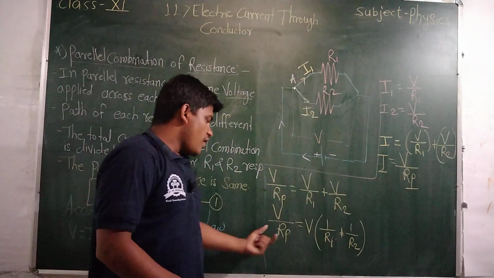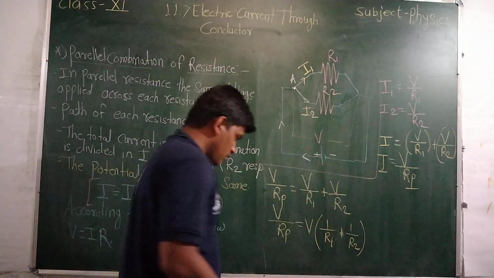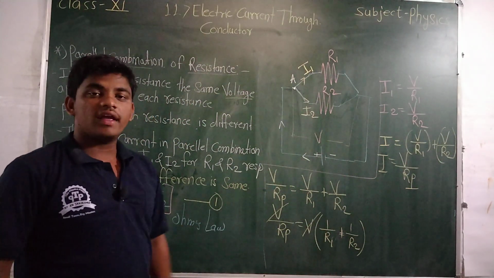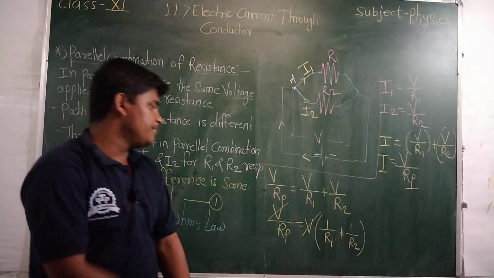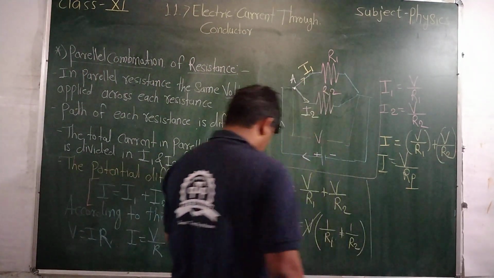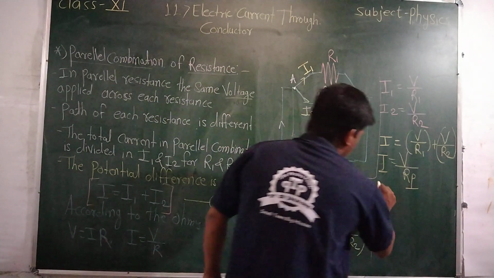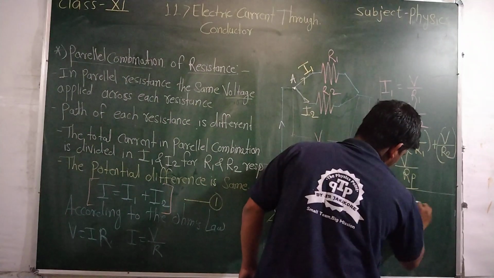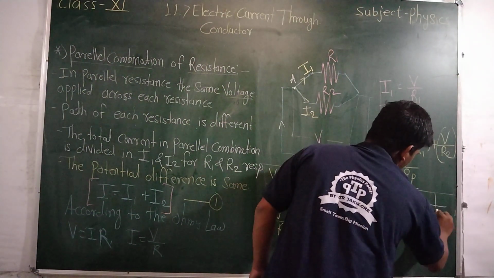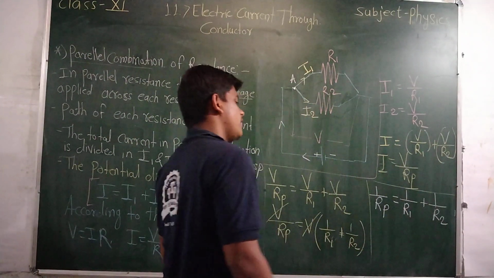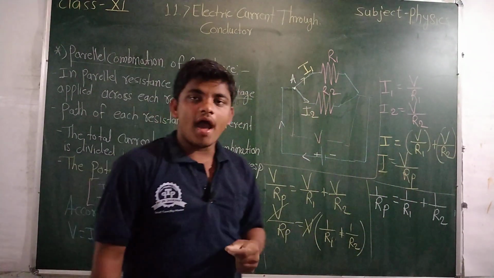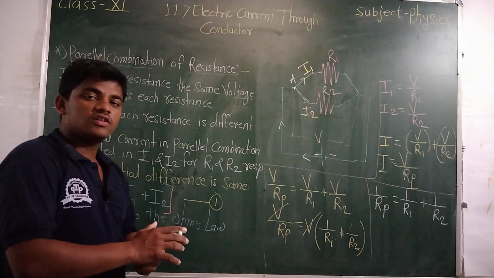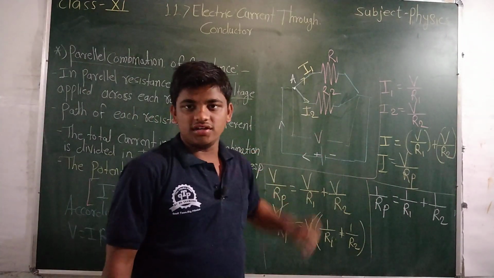When we observe these equations, we cancel the potential difference V from each term, on the left hand side and the right hand side. Then 1 upon Rp is equal to 1 upon R1 plus 1 upon R2. This is the equation to find the equivalent resistance when the resistances are connected in a parallel combination.